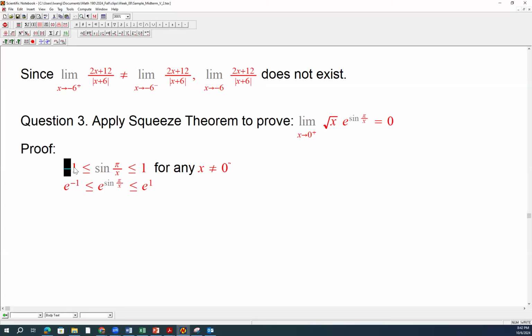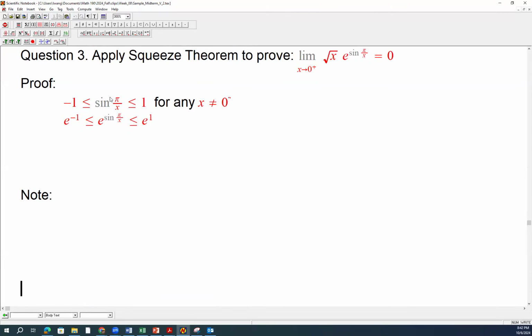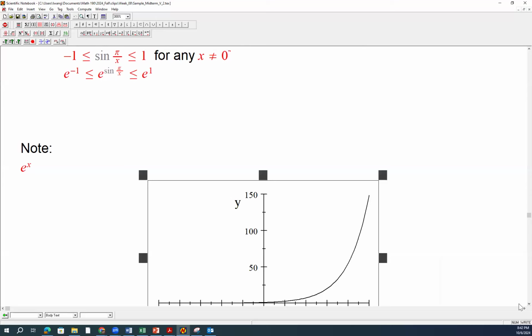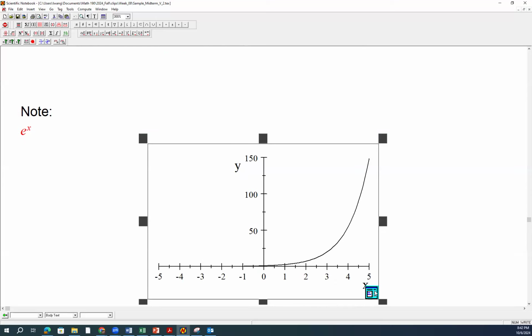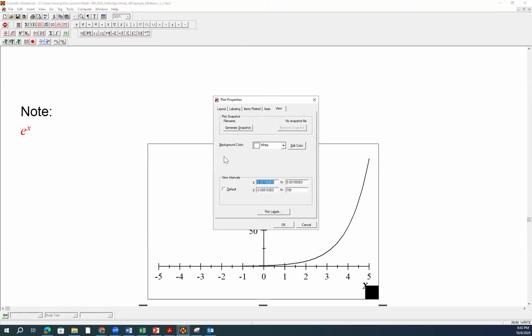So we can think of these as the input for E. Note, let me explain. E to the power x is an increasing function. We can see that E to the power of x is an increasing function. By this time, you should be pretty familiar with this function. I'm going to put a couple of values there.